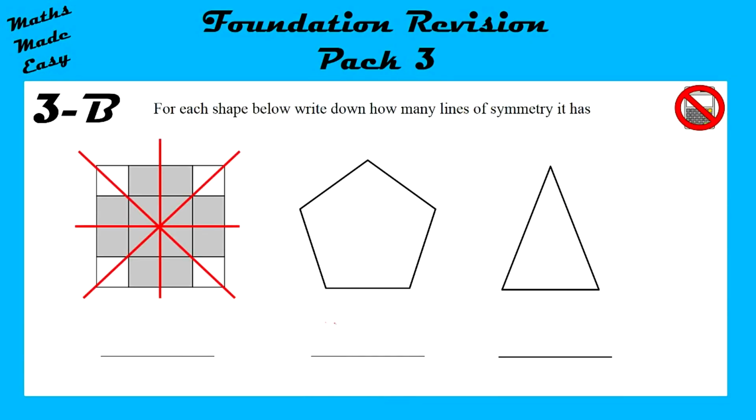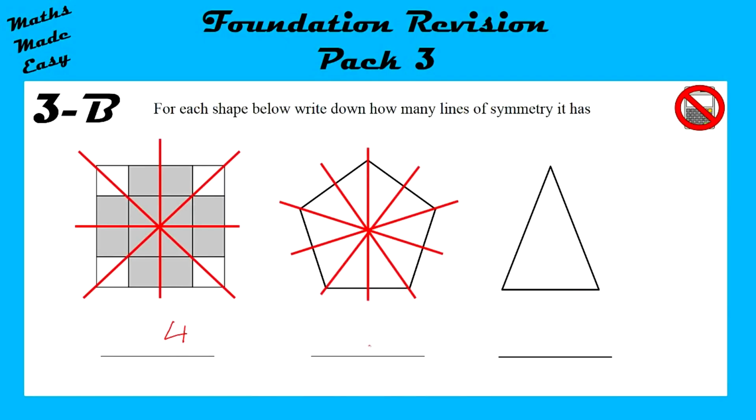3b. So this first shape, there are quite a few lines of symmetry. There are 4 in total. For the pentagon, there are a total of 5 lines of symmetry, and the isosceles triangle here has 1 line of symmetry.